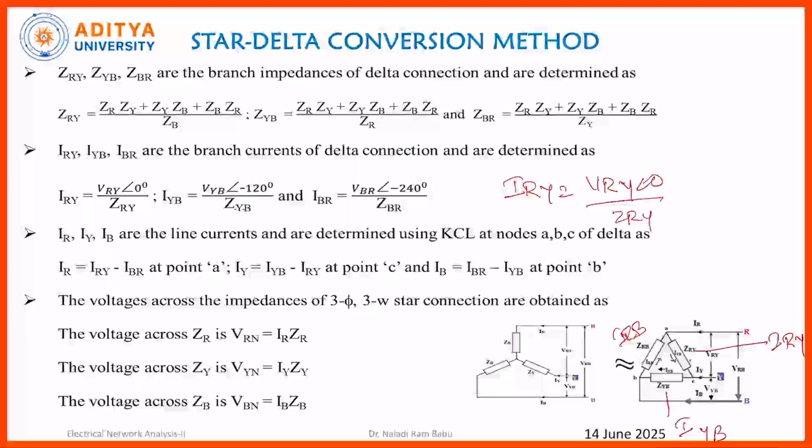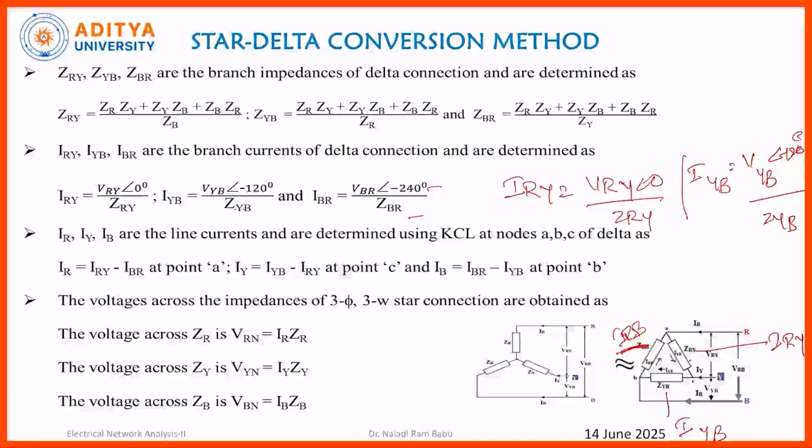In a similar manner, for IYB it will be VYB at an angle of minus 120 degrees divided by ZYB. In a similar manner you need to calculate the value of IRB. Therefore IRB is equal to VRB at an angle of minus 240 divided by ZBR. So now we have calculated the values of phase currents in delta connections. After calculation of phase currents, we move on to the calculation of line currents.